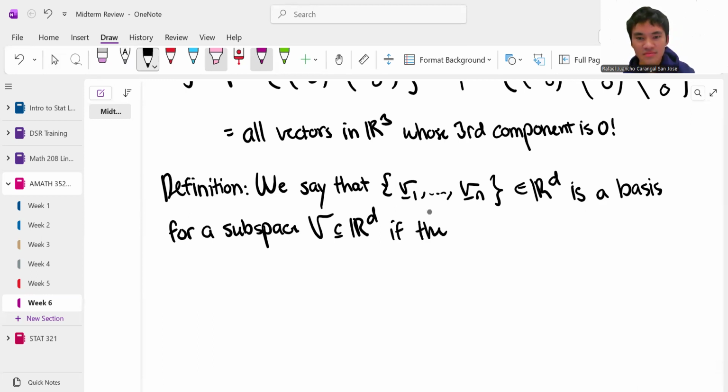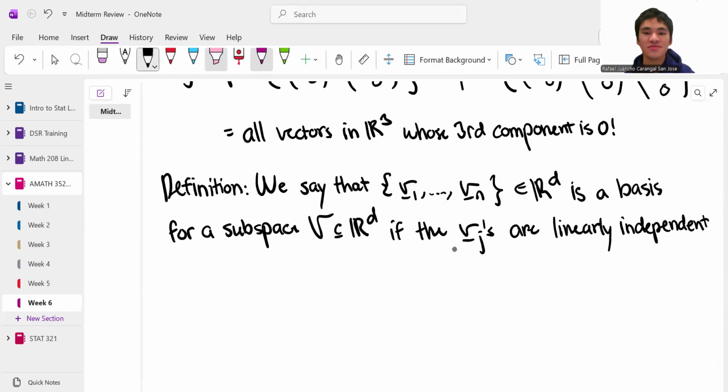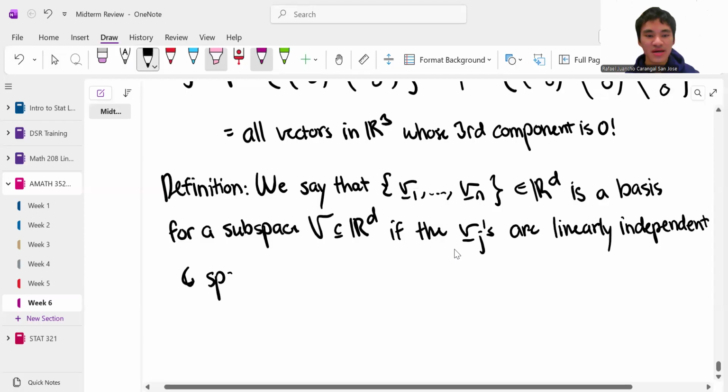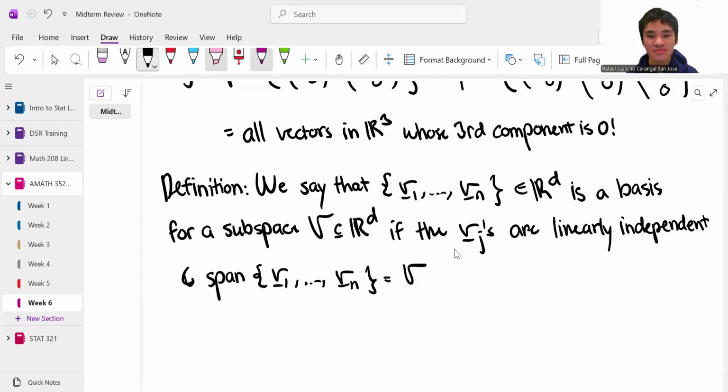If the vjs are, one, linearly independent, meaning you can't write one of them as a linear combination of the rest, and we can also say that their span, the span of this set of vectors, is actually just V. It's the subspace. The span is the subspace. Then we can say that they are a basis.